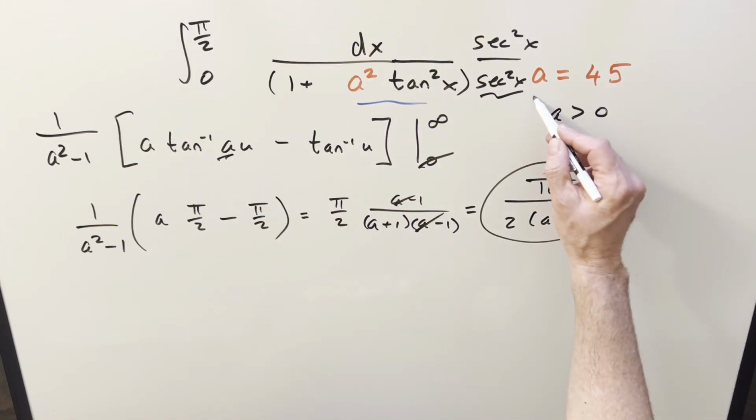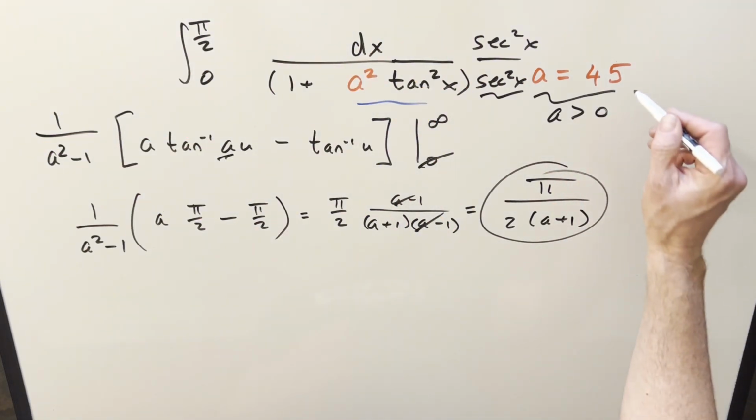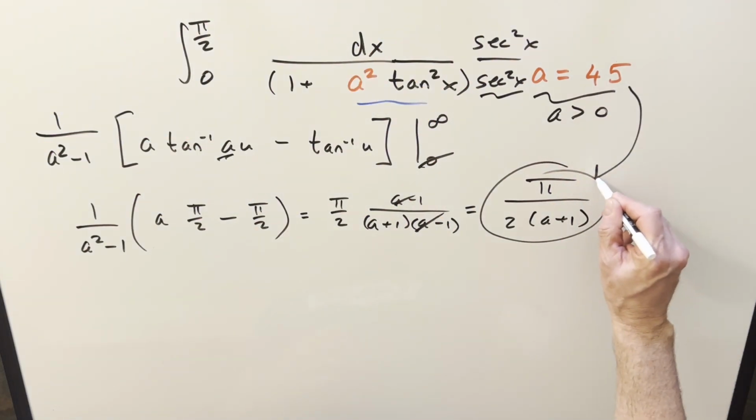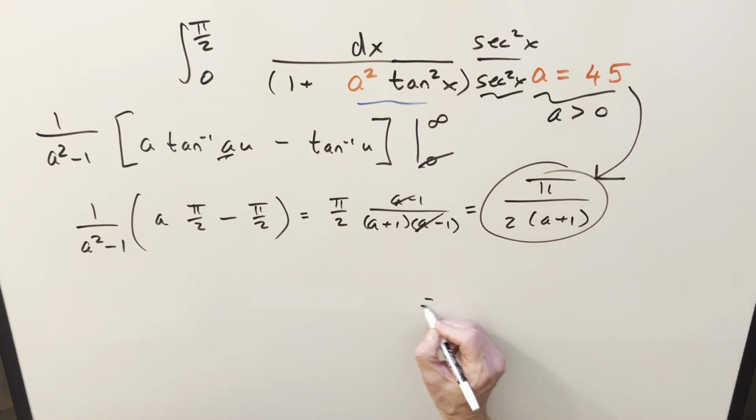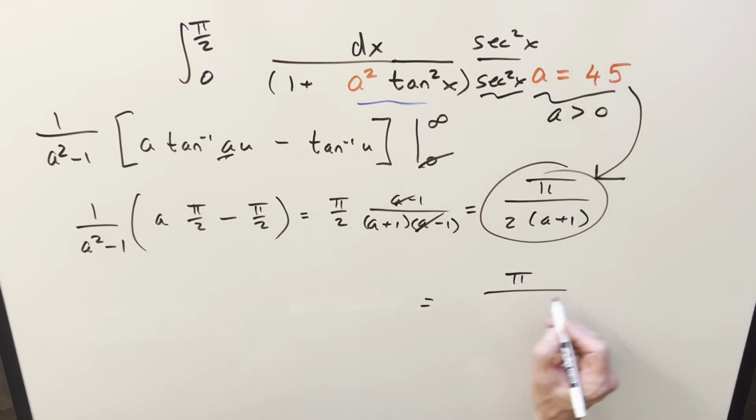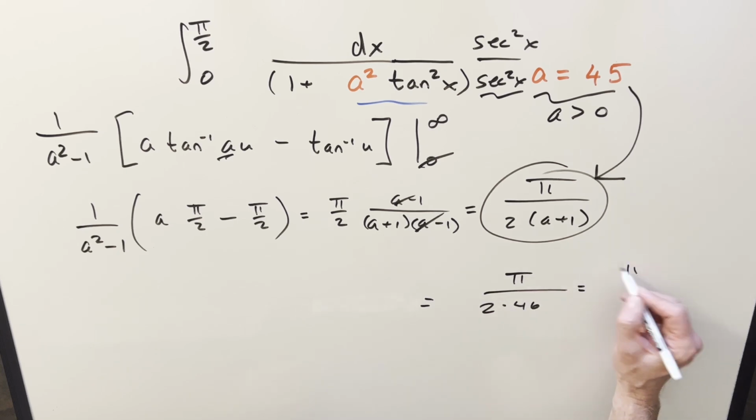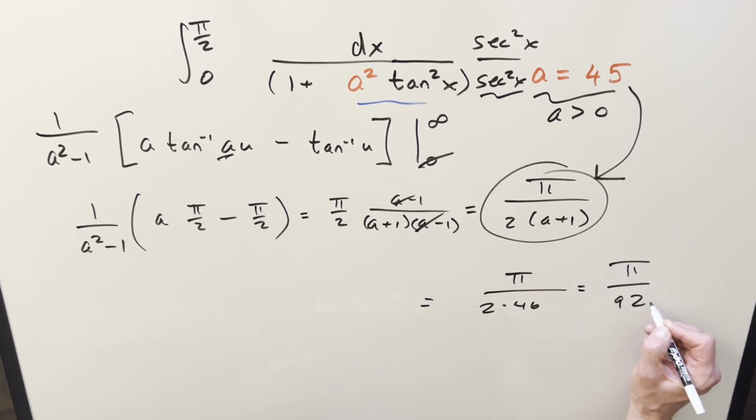Now back to our original problem with 2025 in here. We just need to take 45 and plug it in. That's going to be pi over 2 times 1 over 46, and so for this solution, we just get pi over 92.